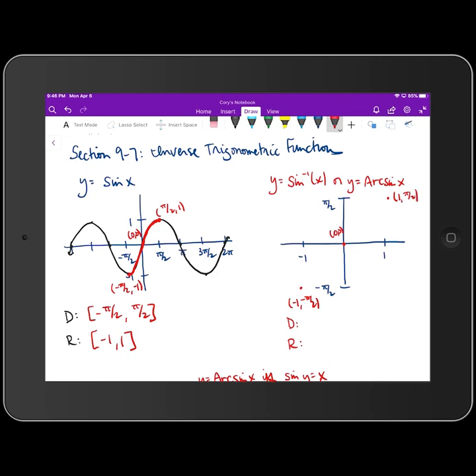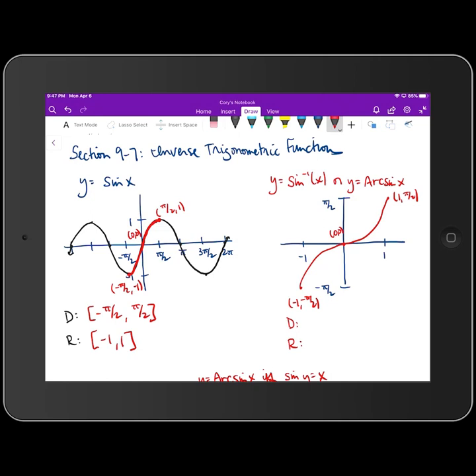pi over 2. Now, the relationship between the graph of a function and the graph of its inverse is we can take the original function and reflect that graph about the line y is equal to x. And that should give us the graph of the inverse function. So when we take the graph of that portion of the sine function in red and reflect it about the line y is equal to x, our resulting graph of the inverse is going to look something like this right here.